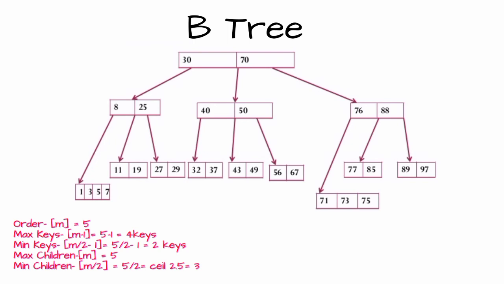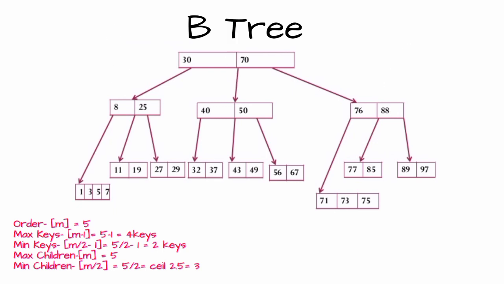Here the order is 5, so 5 by 2 is 2.5. We will be taking the ceiling, so it will be 3. If we have 3 children, we should have a minimum of 2 keys. Here these are the keys and these are the children. Okay, so it satisfies all the properties of B tree.